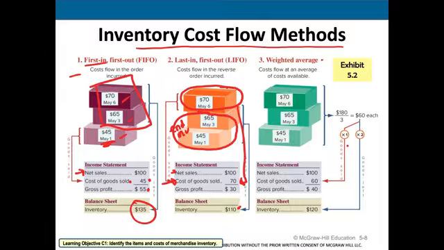The weighted average takes the average cost of these three, and that ends up being $60. We'll go through that mathematics, and it just says the average inventory remaining is $120. So we'll go through all that, but this is just an overview of all the different cost flow methods.